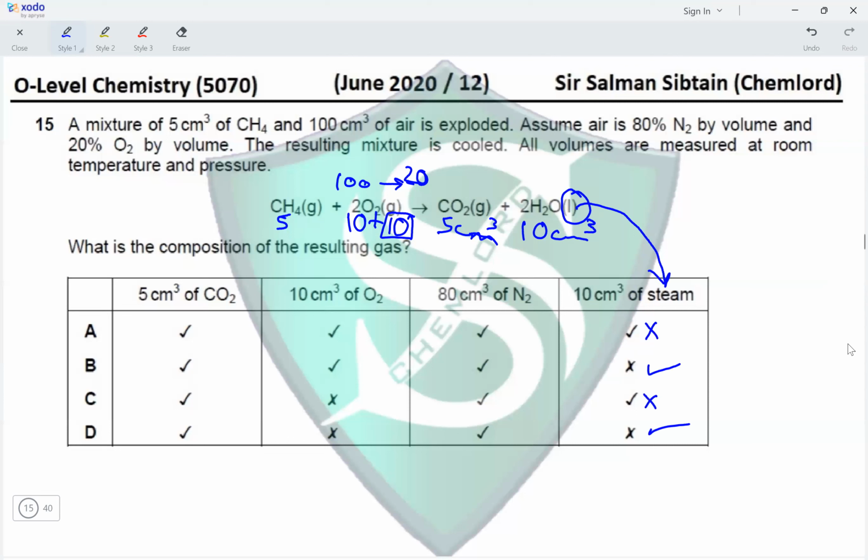So now we look at B and D only. So 5 cm cube of CO2 is present in both. 10 cm cube of O2 is present in B, not in D. So B is the only correct option going forward. 80 cm cube of nitrogen is there as the question said 80% is nitrogen by volume. So 80 cm cube of nitrogen and none of steam would be present in the room temperature mixture of gases. So this makes option B the correct option for this question.